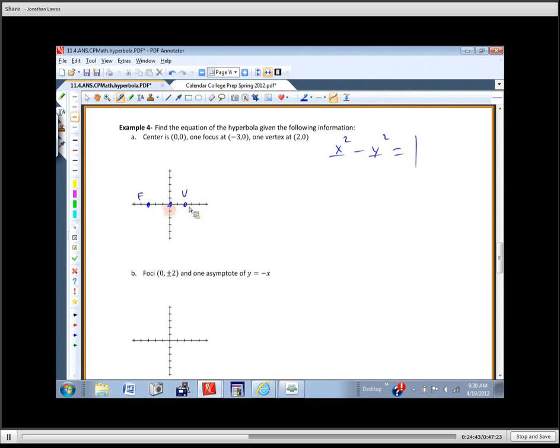So now let's take a look at this. If there's a vertex here, 2 units on the right side of the center, there'd have to be a vertex over here, 2 units on the left side of the center, and there'd have to be a focus over here as well. From the center, I went how far to the right and the left? 2. So I take that 2, square it, I get 4. Where do I put the 4? Underneath the x.